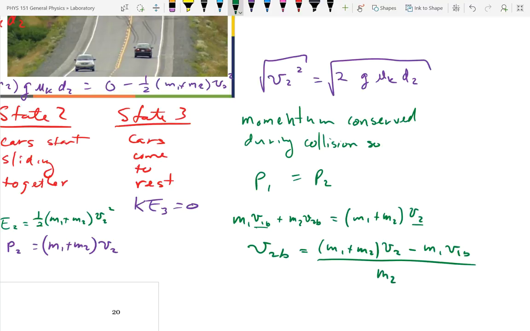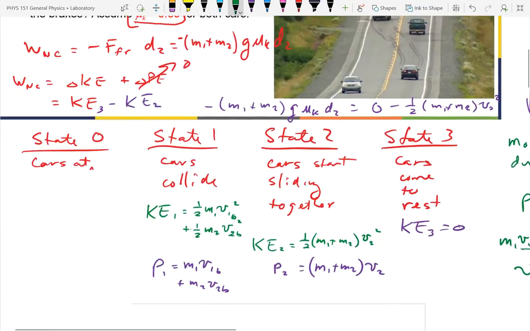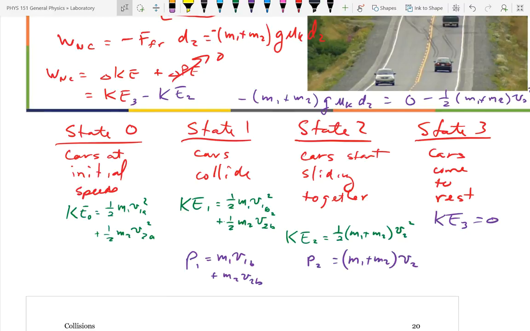And now we have an equation to give us the speed of car 2 just before the collision. And then the final step to determining how fast car 2 was traveling before he hit the brake, so we can determine how big to make his speeding ticket, is to relate the work energy between state 1 and state 2.